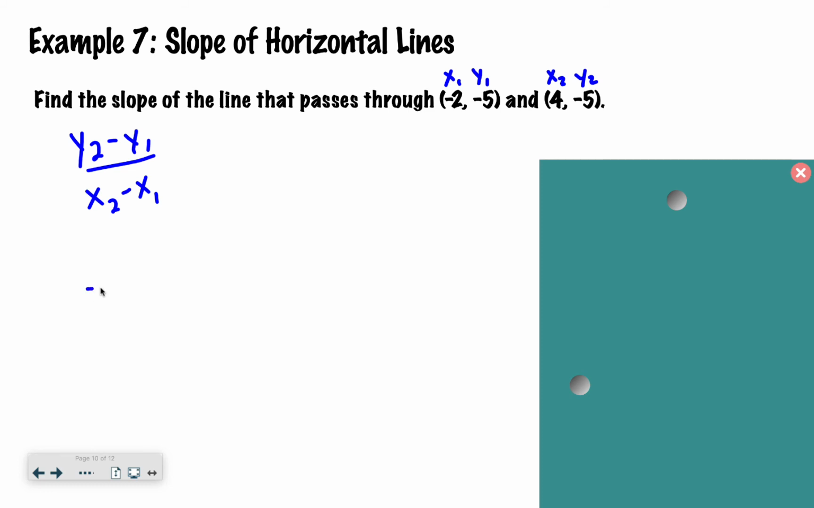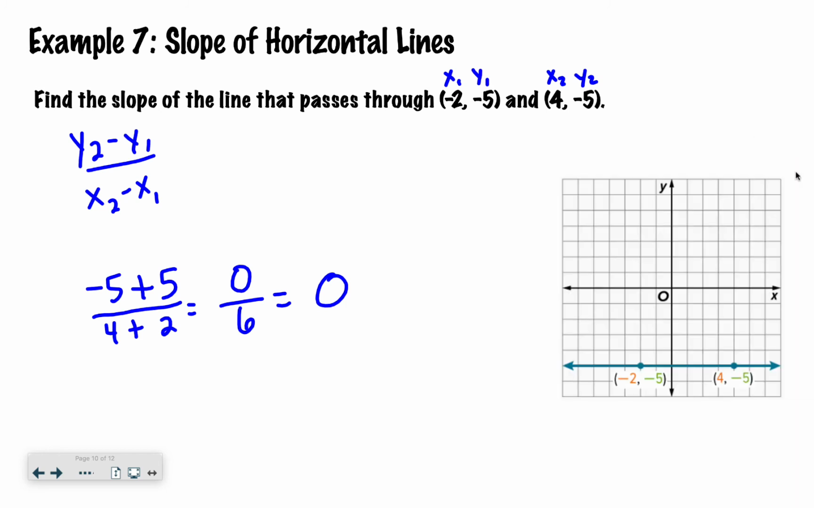Okay, so negative 5 minus a negative becomes plus 5. And then 4 minus a negative becomes plus. So on top I have negative 5 plus 5, that's 0. And then 4 over 2 is 6. 0 divided by any number, if you plug into your calculator, you'll see it's 0.